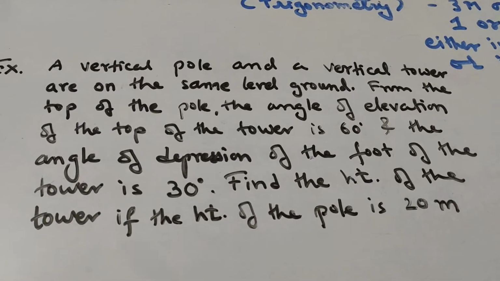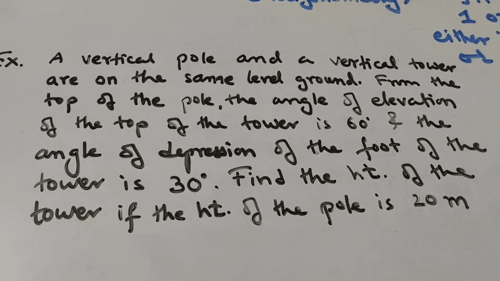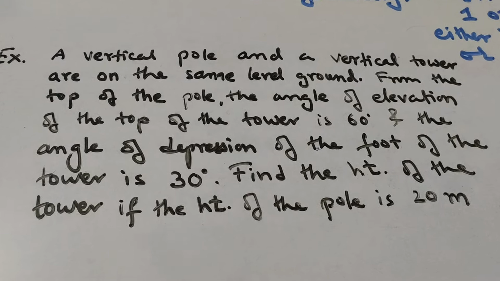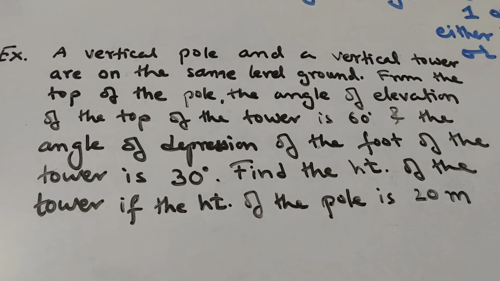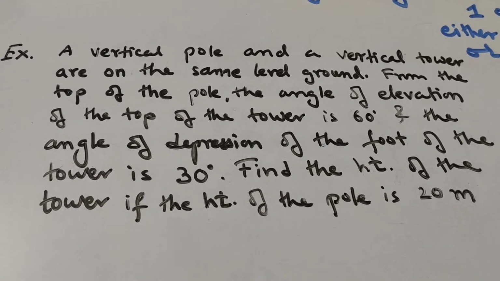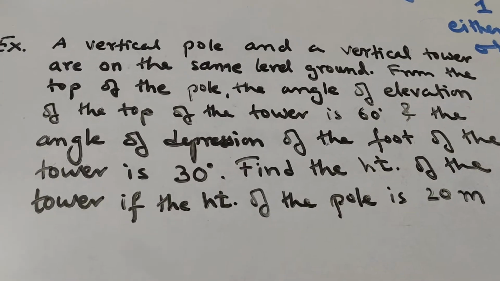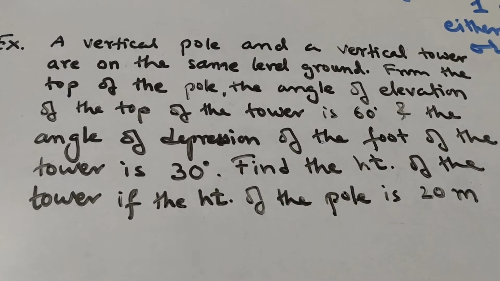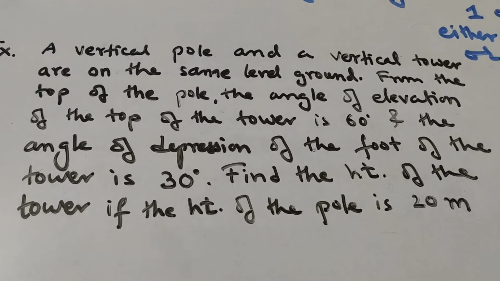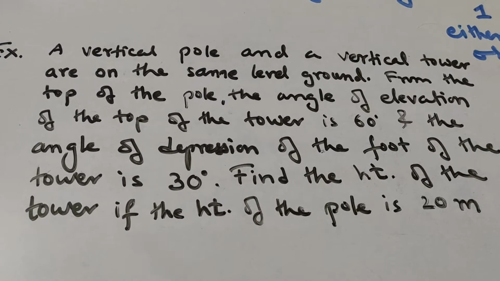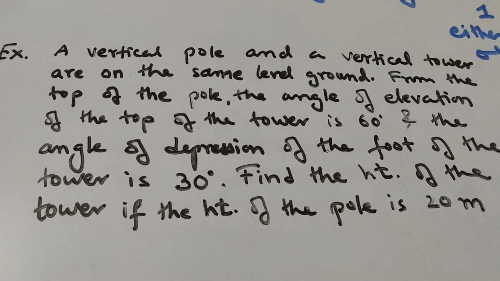Here we are going to see a different sort of an example. So let us find it out. A vertical pole and a vertical tower are on the same level ground. So there are two things: one is a vertical pole and another one is a vertical tower. The tower is at a greater height than that of the vertical pole.